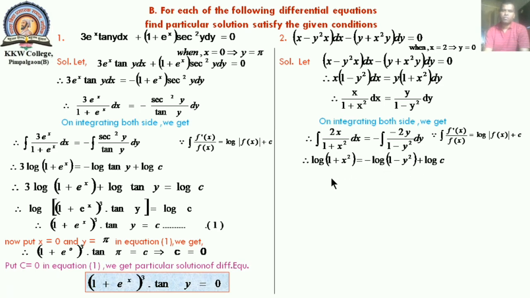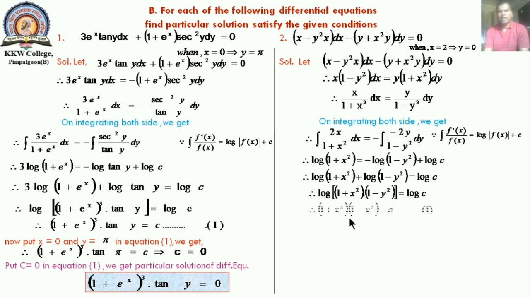Minus comes to the left hand side and becomes plus. So log of 1 plus x square plus log of 1 minus y square is equal to log c. Here the constant of integration is log c. For log a plus log b is log of a into b, therefore using this formula, log of 1 plus x square plus log of 1 minus y square can be written as log of (1 plus x square) into (1 minus y square). Taking anti-log on both sides, we get (1 plus x square) into (1 minus y square) is equal to c. This is your general solution.